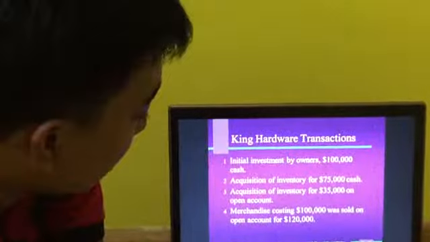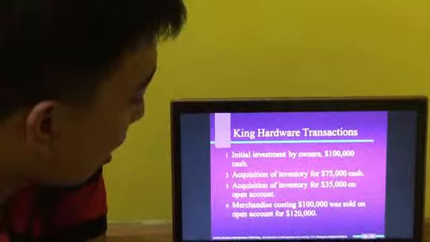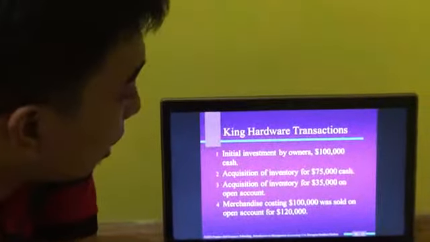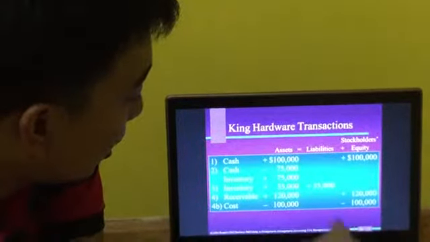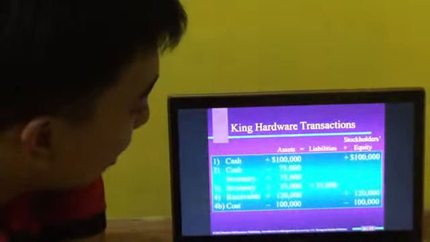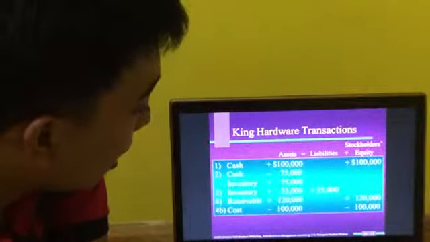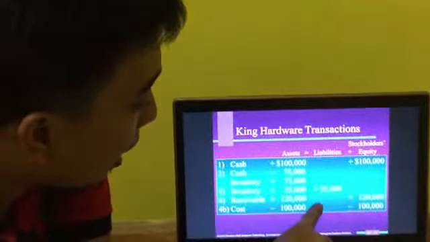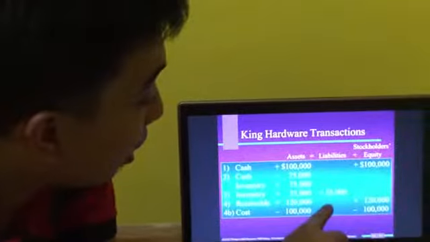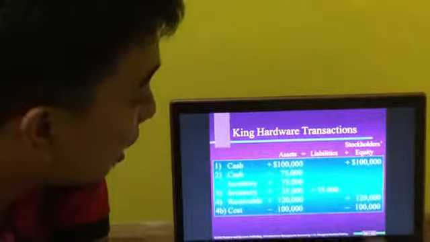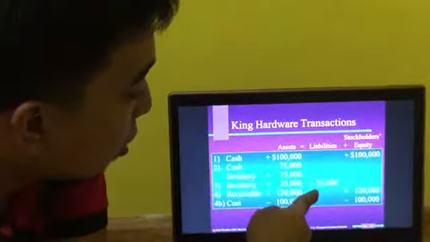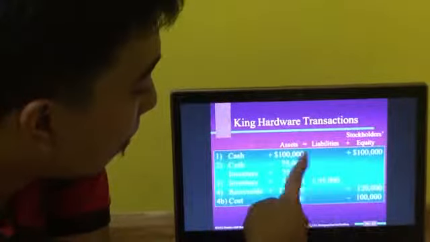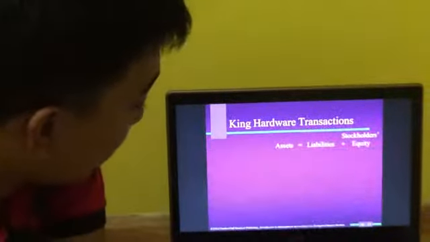Then next, acquisition of inventory for 35,000 on open account. So in transaction 3, the inventory will go up by 35,000. And the other account that will be affected is accounts payable, as we discussed previously. It will be seen in the liability section, so our liabilities will go up by 35,000.